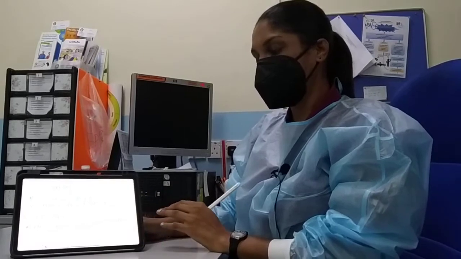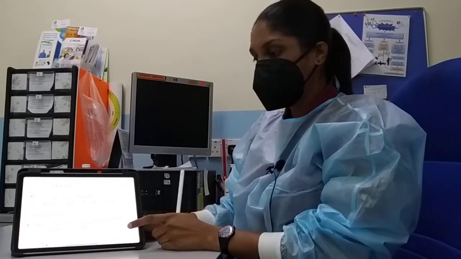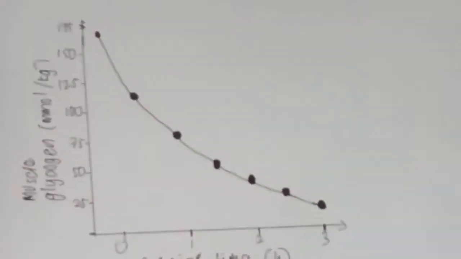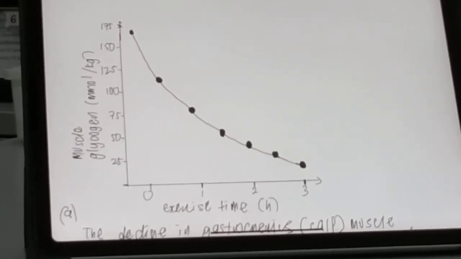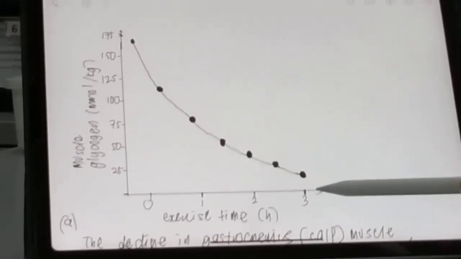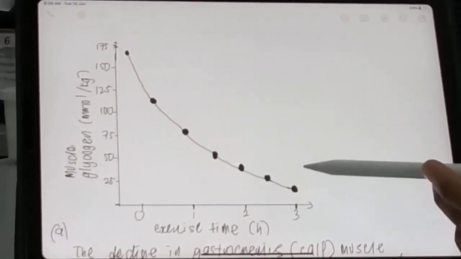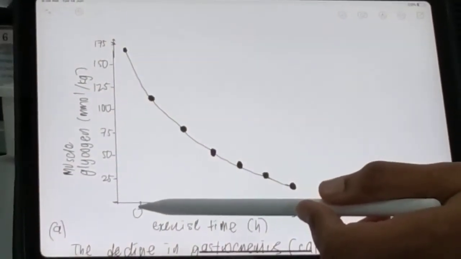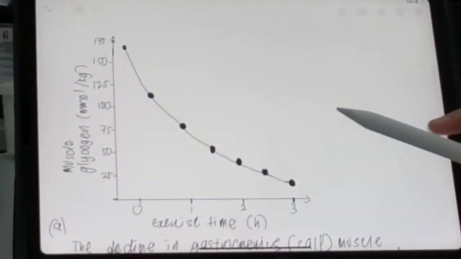Okay, so for glycogen depletion, the rate of muscle glycogen depletion is controlled by the intensity of activity. There's a graph here. The x-axis is the exercise time and the y-axis is the muscle glycogen. If you see, the longer the time, let's say 3 hours, the muscle glycogen comes down to 25. At the earlier point, at 0 hours, the muscle glycogen is 175. So that's the difference.